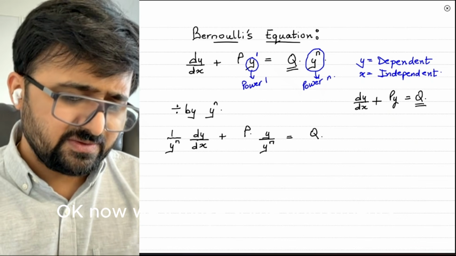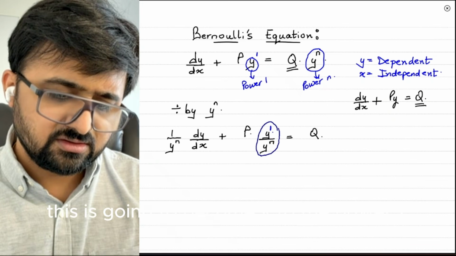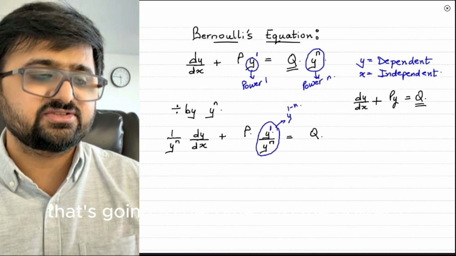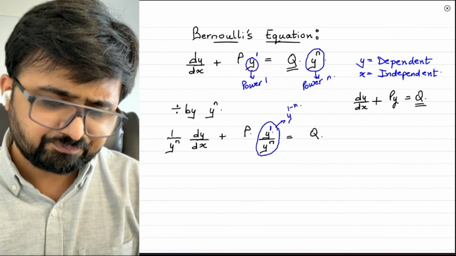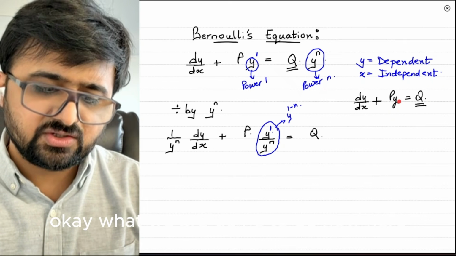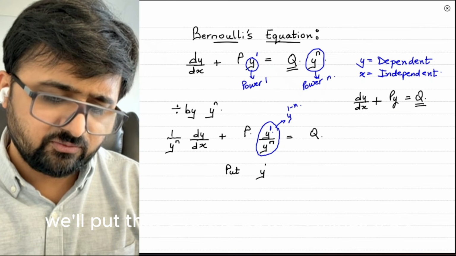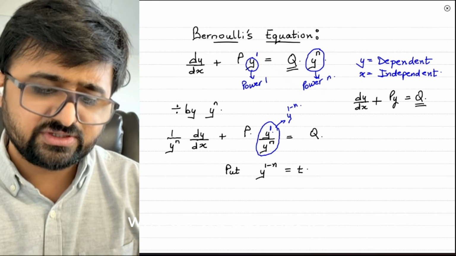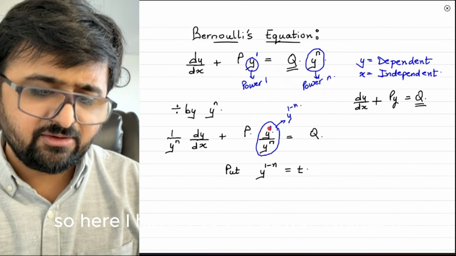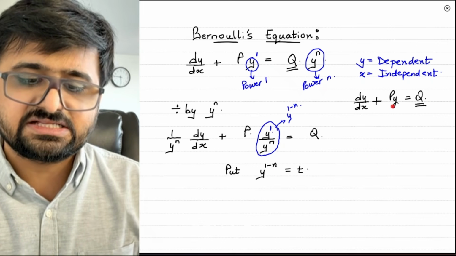Okay, now we'll make some adjustments here. This is y to the power 1, y to the power n. This whole thing is going to become y to the power 1 minus n, by the law of indices. If we want py, we want a single variable with power 1. What we are going to do here is put that y to the power 1 minus n as t. Why do we put that as t? Remember, we just want a single variable here, just like y. So here I have y to the power 1 minus n, so what I do is put that y to the power 1 minus n as t.